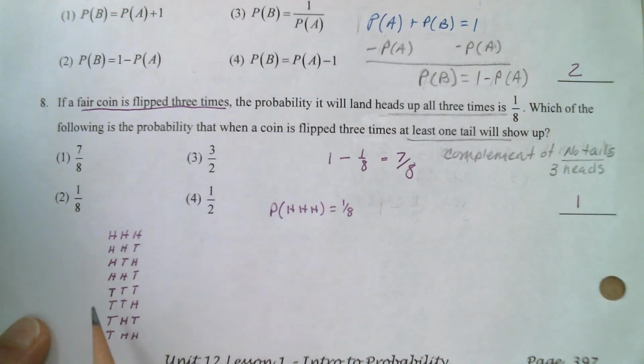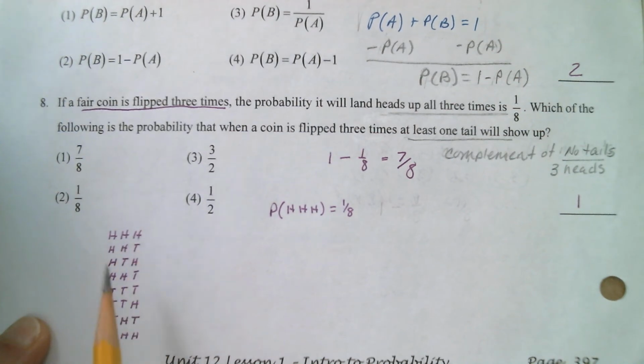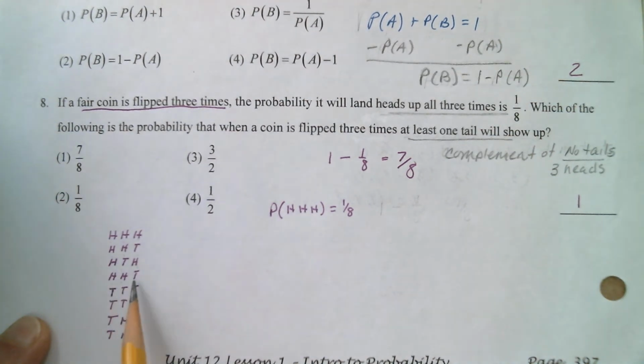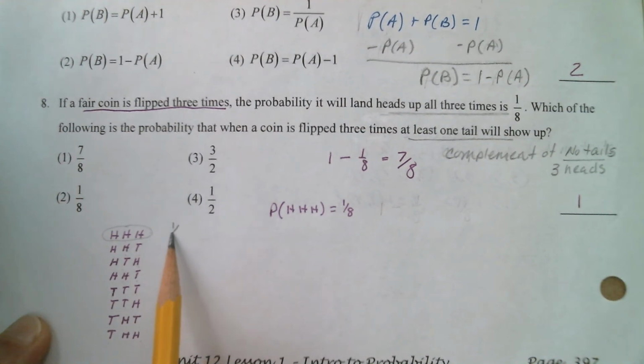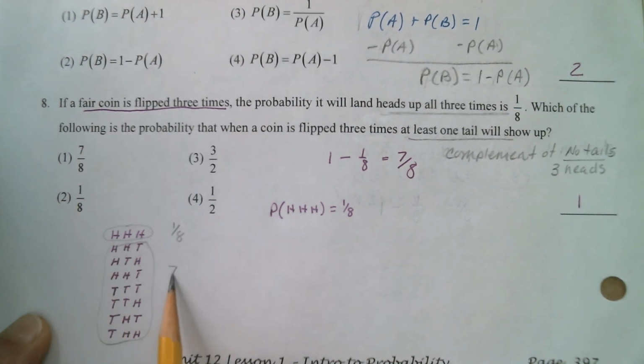Just for further explanation on that, these are all your possible outcomes, right? When flipping a coin 3 times, you can get a head followed by a head followed by a head, a head followed by a head followed by a tail, tail, head, head, tail. Or you can get a tail followed by a tail followed by a tail, a tail followed by a head followed by a tail, or a tail followed by a head followed by a head. So this probability of 3 heads, that is 1/8, and at least one tail. Well, all of these have at least one tail. That would be 7/8.